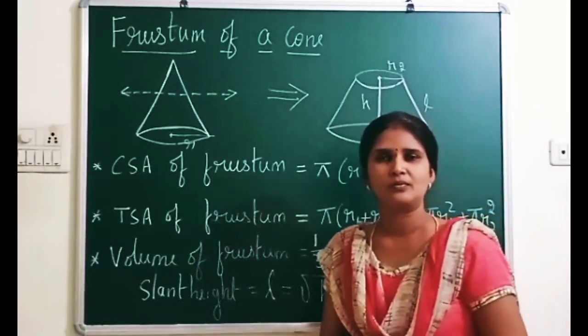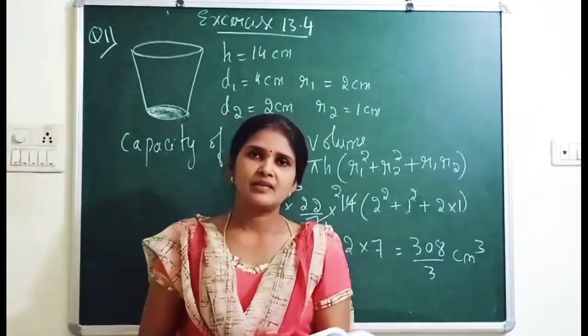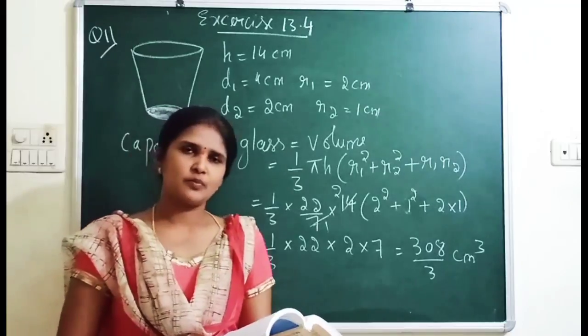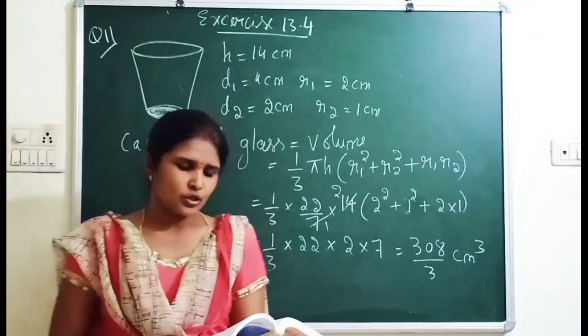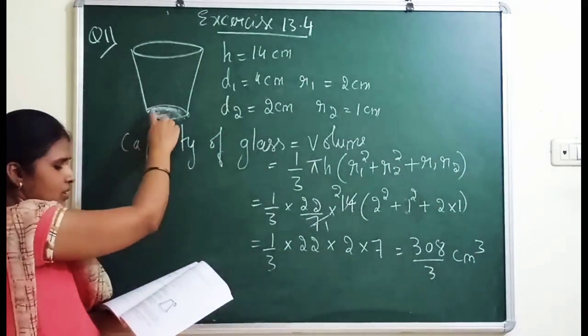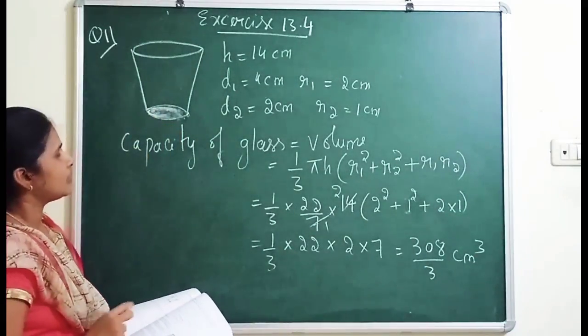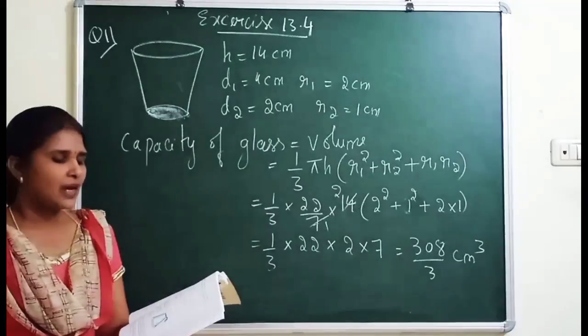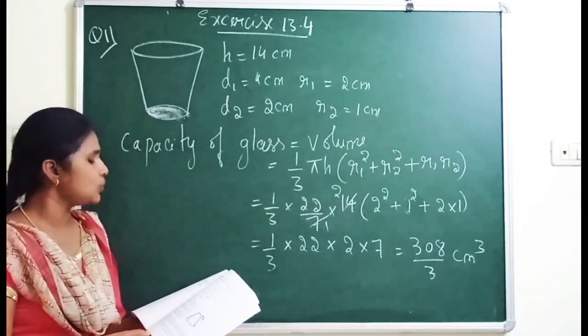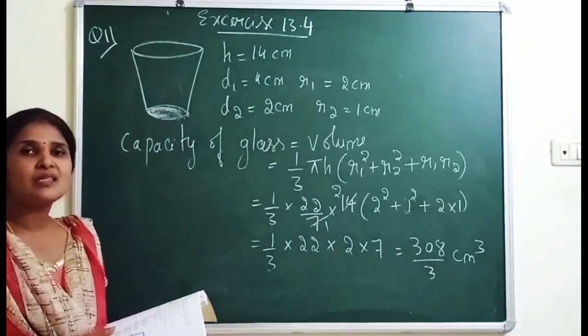To understand that is frustum of a cone. Now let us start exercise 13.4. All of you please be ready with your textbook and read the question now. First question: a drinking glass is in the shape of a frustum of a cone of height 14 centimeter. The diameters of its two circular ends are 4 centimeter and 2 centimeter. Find the capacity of the glass.